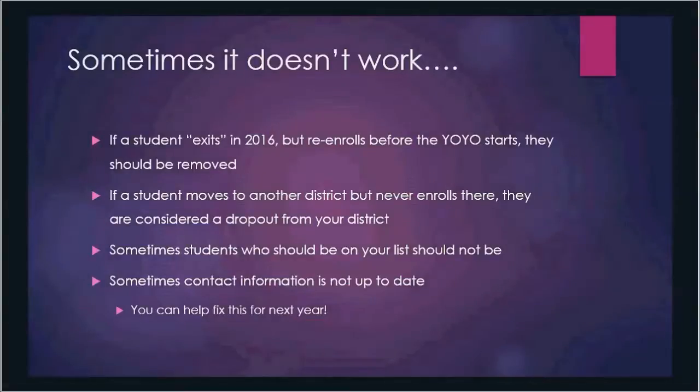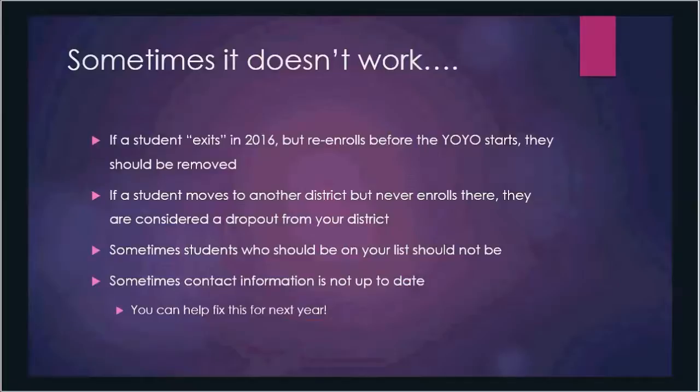Sometimes it happens that a student moves to another district. They say that they're going to enroll there, but they never do enroll there. You wouldn't have any way of knowing that, but the other district would say, well, no, there was never a student here. And then what it ends up having to happen is they need to be considered a dropout from your district. That's a different definition of dropout than is used for other indicators. But in terms of the yo-yo, if you were the last district that they were at, then you're the one that they exited from. Sometimes students who should be on your list should not be for whatever reason.